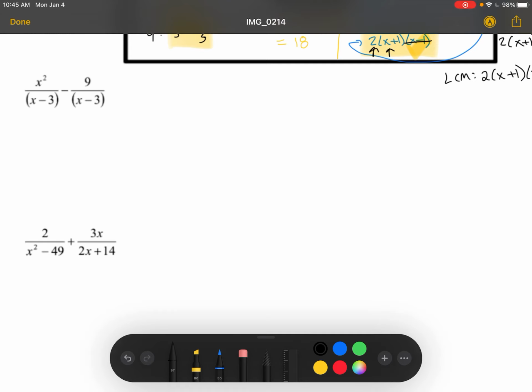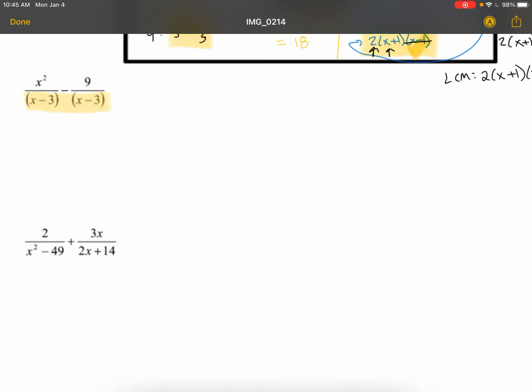So if we look at our first question here, the bottoms, those denominators, they're exactly the same. So we are actually all set to keep the denominator exactly the same and then just do the subtraction problem. So the subtraction is x squared minus 9. And again, not like terms, so we can't put them together any beyond where that is right there. But what we can do after this is simplify.